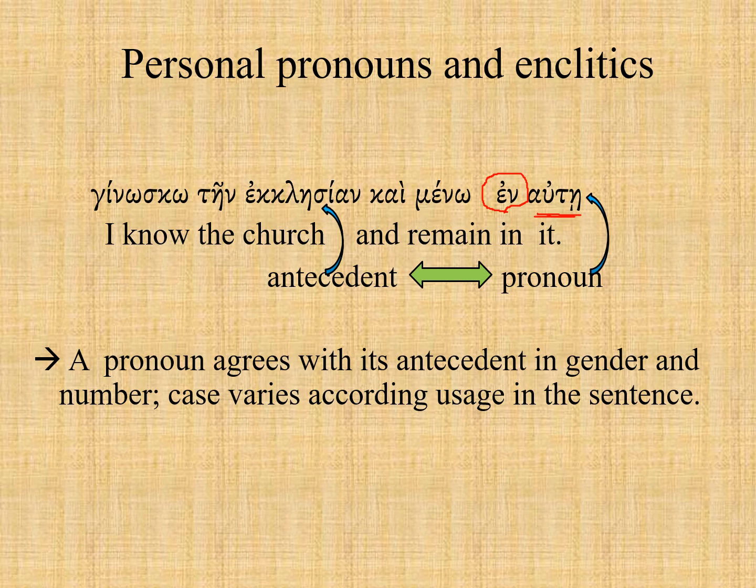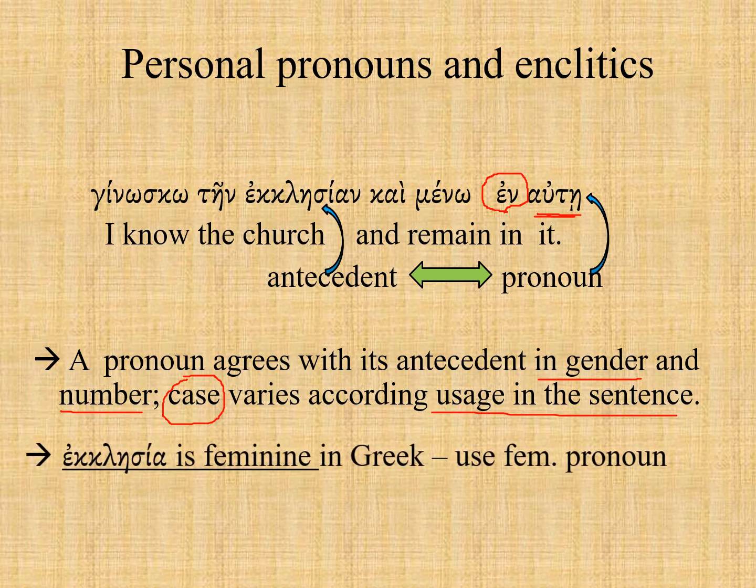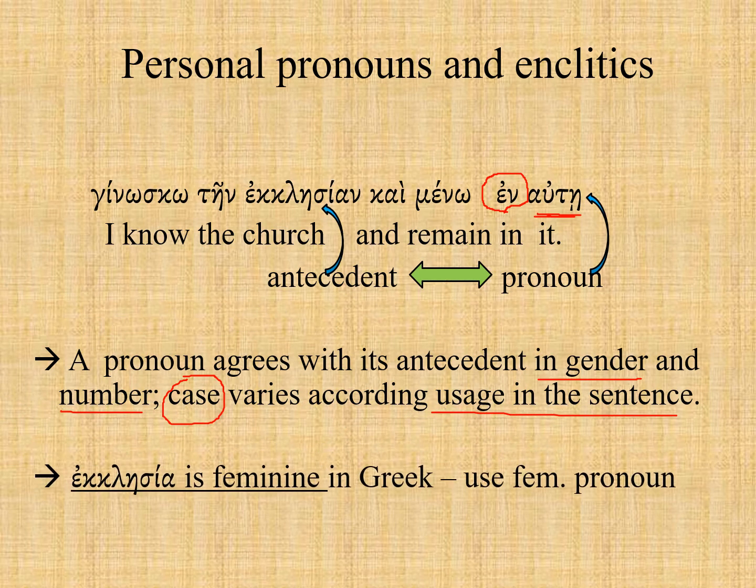So a pronoun agrees with its antecedent in gender. Both aute and ecclesia are feminine. And they agree in number. Both are singular, but the case varies according to the usage in the sentence. Because aute is preceded by en, aute is also therefore in the dative case. So there we have the breakdown of that sentence.